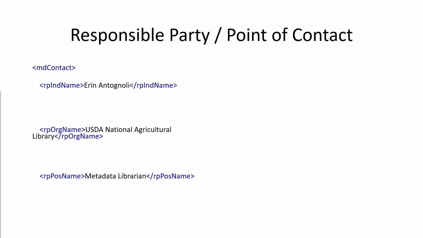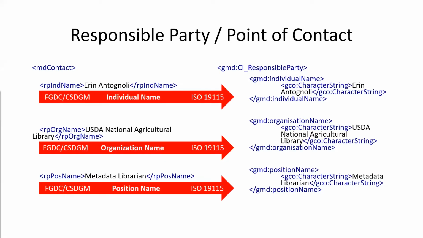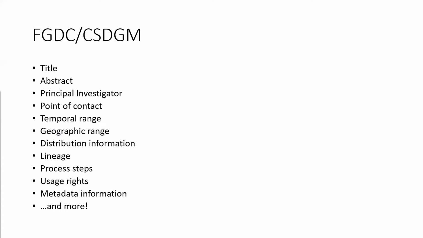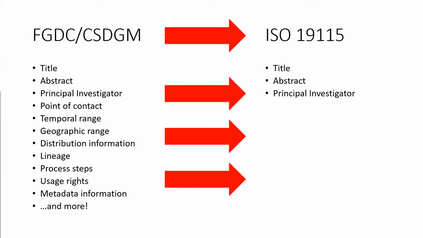A metadata transform will identify an element from one standard and map it to the correct place in another standard. When you consider how robust geospatial metadata can be, this automation can save a lot of time, especially when applied to an entire index of files.